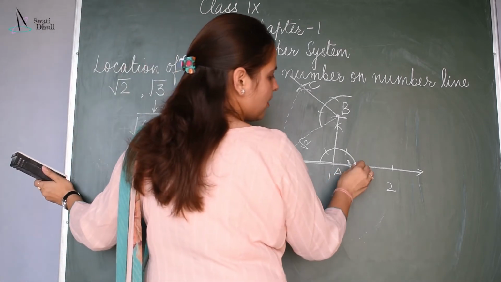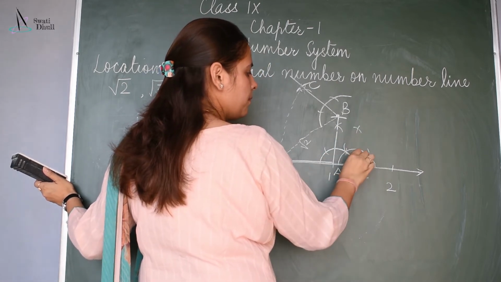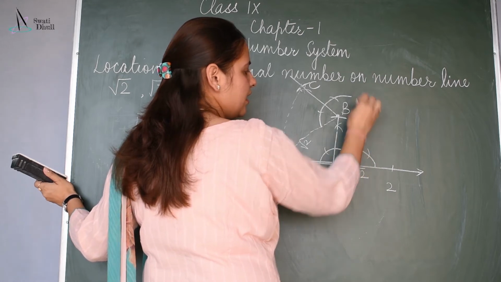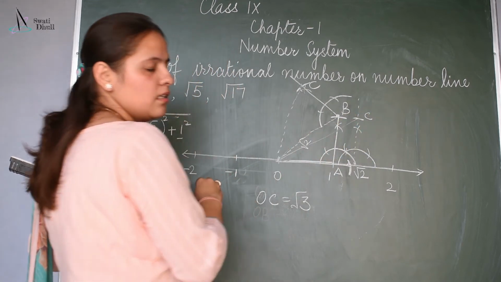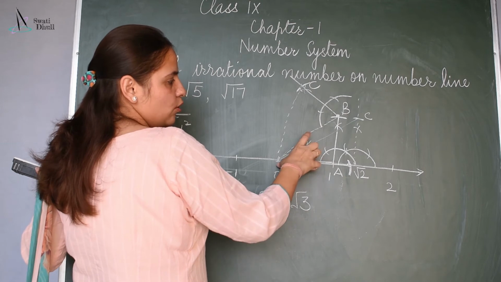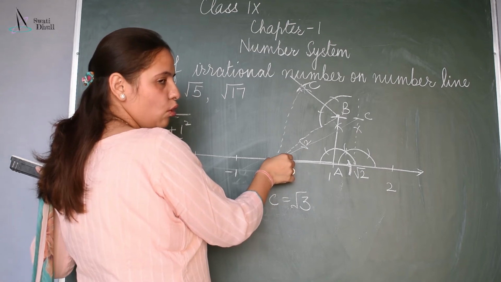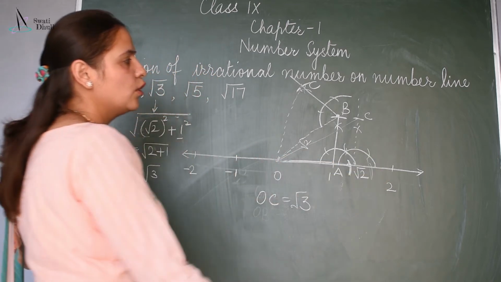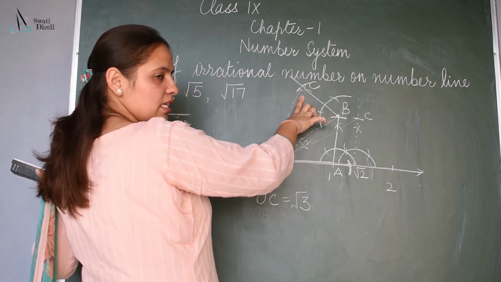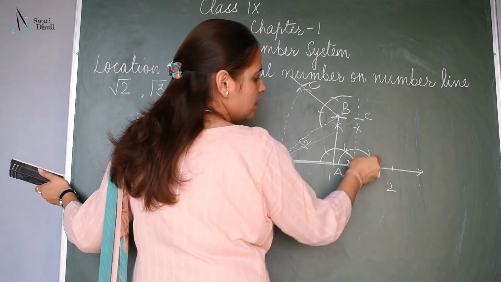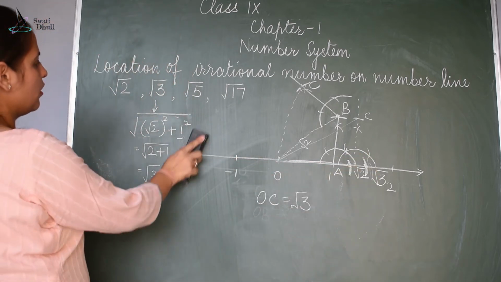Or you can do it this way also. If this is root 2, you can make a 90-degree angle over here also. If you draw a 90-degree angle over here, then mark 1 unit distance from it, join this point as OC, and then measure it with the help of the compass, and from point O, with the help of the compass you can draw an arc, and you will get root 3. So whether you measure it this way or this way, you can mark the arc on this number line from where you will get root 3.